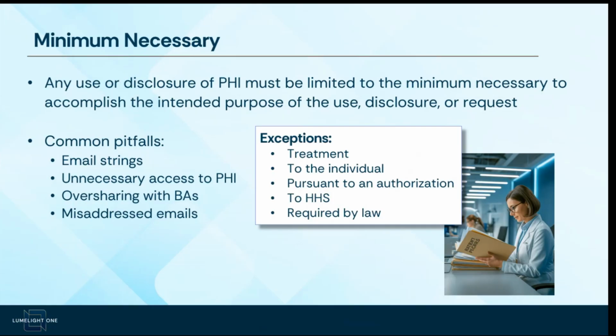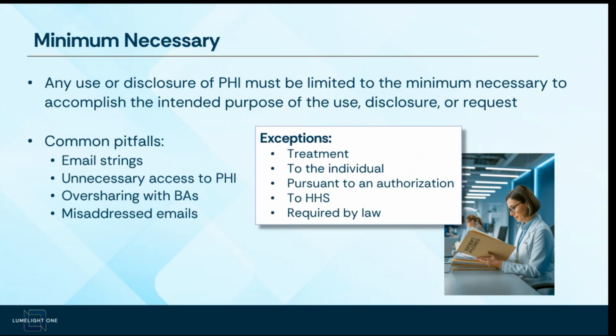Now, even permissible uses and disclosures have limits, and that comes in the form of the minimum necessary rule, which requires that only the minimum amount of PHI necessary to achieve the purpose should be used or disclosed. The goal of this rule is to limit any needless exposure of PHI, even for those individuals who are otherwise permitted to access it. Some common pitfalls around this rule include forwarding strings of emails.